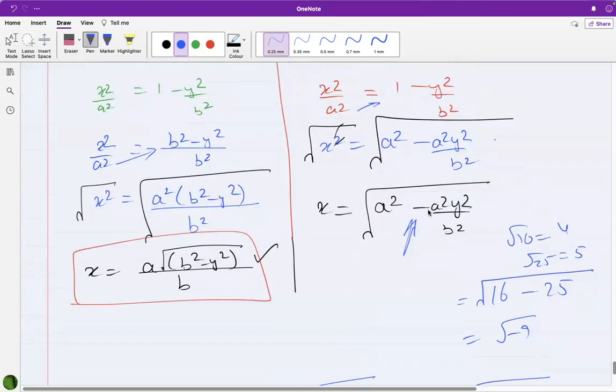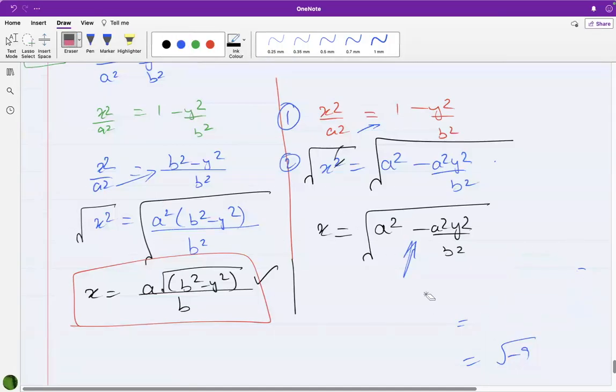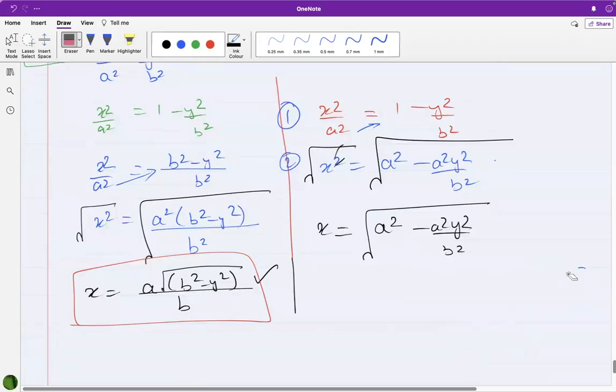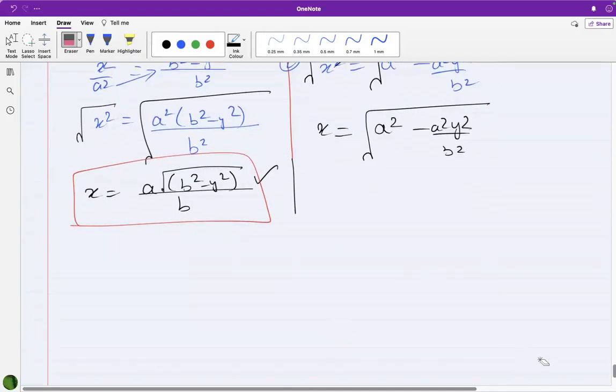Wait. So when we have this large square root on both sides, because we took square root on both sides in the second step after this, right? This is the first step, this is the second step. And now x is already alone. X is already alone. But if we just wish to simplify, what can we do? We can take LCM on right hand side under the root sign. And LCM would be b square, a square b square minus a square y square, still under the root.